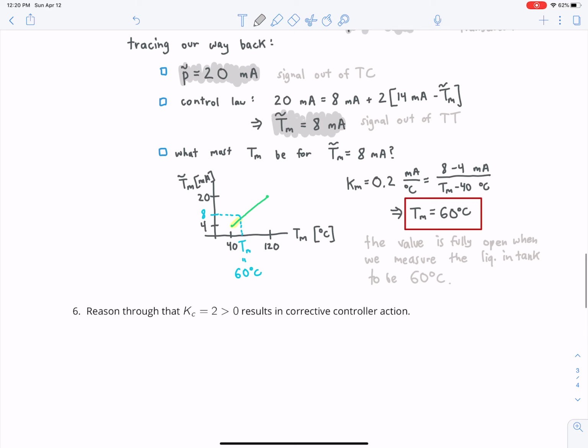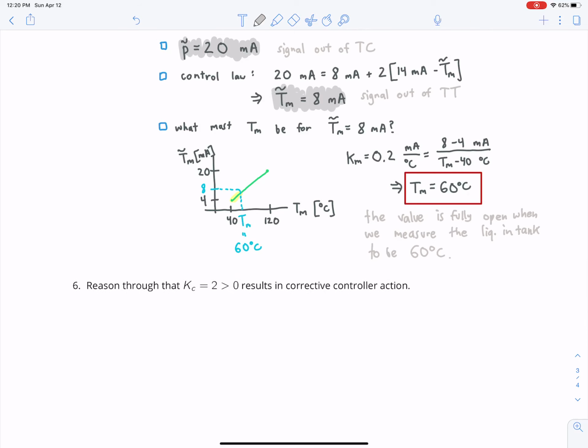All right, so I gave you the gain is positive 2, but now I want you to reason through that this gives us the correct controller action, okay? And the way to do this is we just make up a hypothetical situation and figure out if it makes sense. So let's say that the error E of t, okay, this is the set point, the internal set point, minus the measurement, right? Let's say that this is greater than 0, okay?